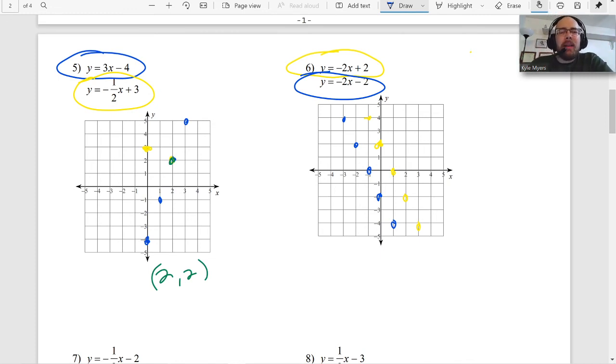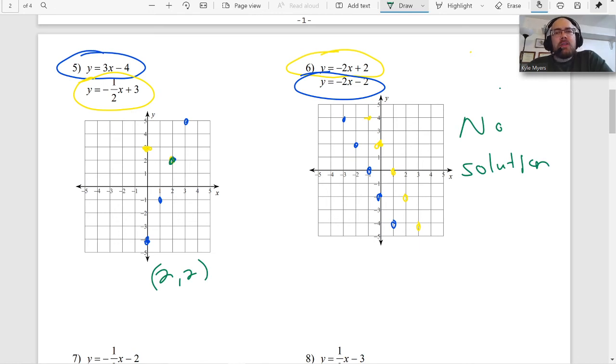So the same thing's happening here. These lines are going in the same exact direction, which means they're never going to cross. So if they're never going to cross, then there's no solution. No solution.